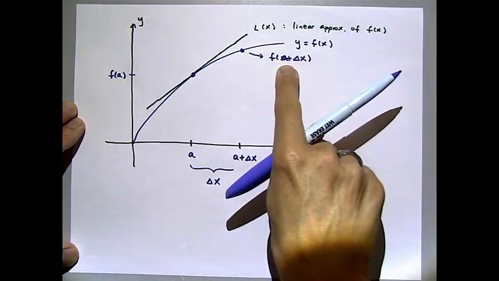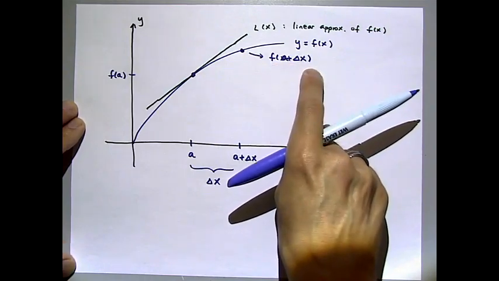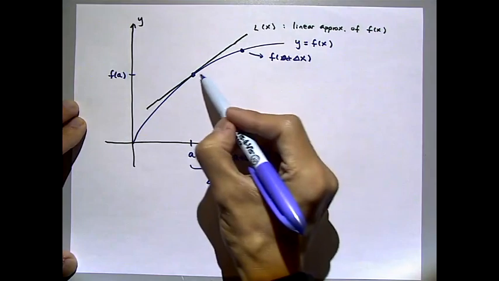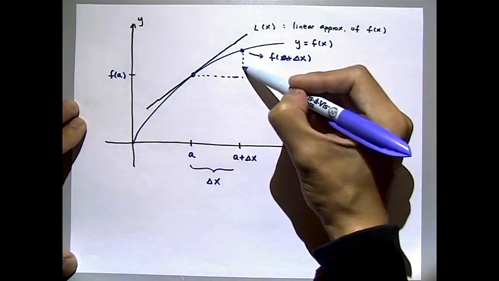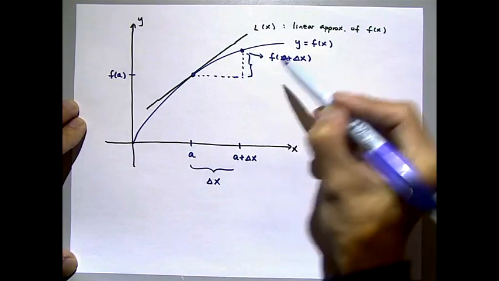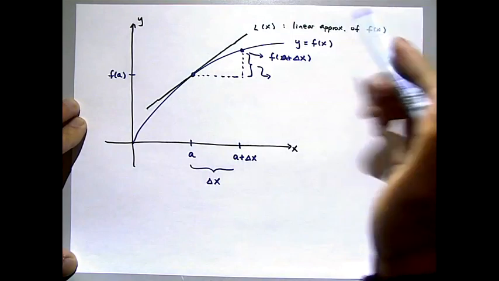This point right here, obviously, is then f of a plus delta x. The difference right here, this is delta y.